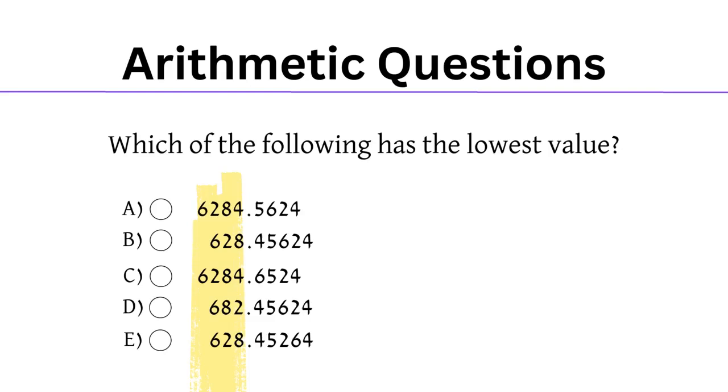Straight away, we can eliminate option A and C as they have 4 digits and the others have 3. And when we look at the specific number, we can also eliminate option D. 682 is bigger than 628. Now we only have to focus on 2 options and see which is smaller, which when we check leaves us with option E as the final answer.